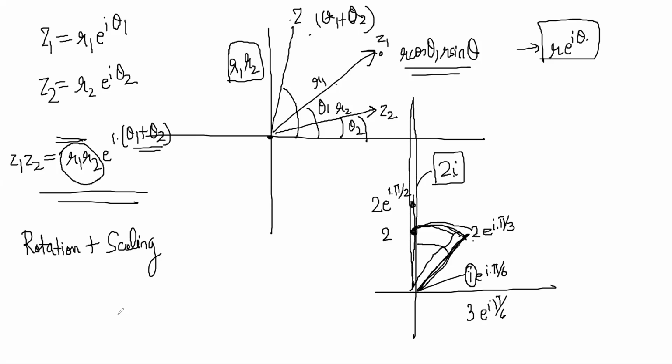So it is rotation plus scaling. Scaling means stretching or compressing. If one of your r's was less than 1, then the final one will be shorter than the second one. Division is obviously again r1 by r2 e^(i (theta 1 minus theta 2)). So division is rotation in the clockwise sense. You are reducing the argument of one of them by the second one's argument.